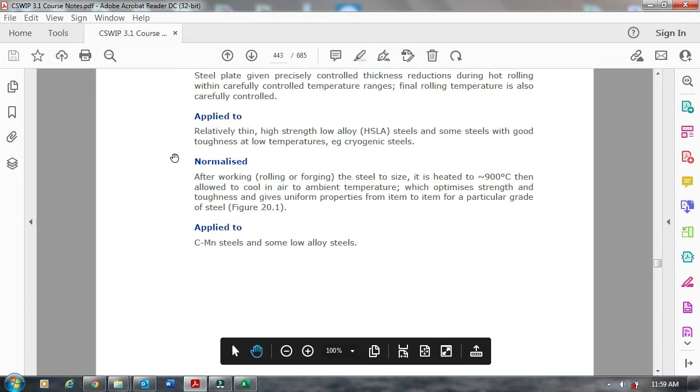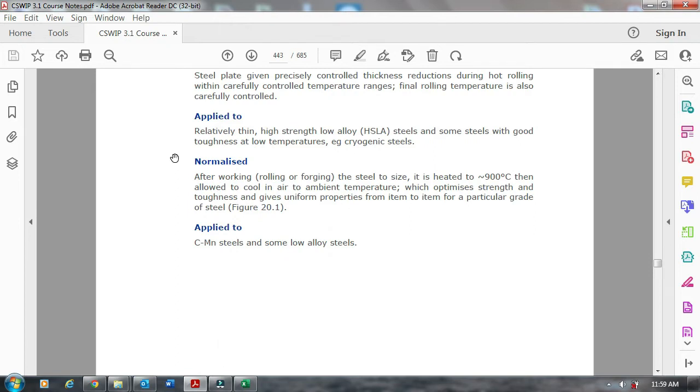So normalized: after working, rolling or forging the steel to size, it is heated to 900 degrees, then allowed to cool in air at ambient temperature, which optimizes the strength and toughness and gives uniform properties from item to item for a particular grade of steel. Depending on whether it's plate or tubular, whatever, normalized means it is heated to 900 degrees and allowed to cool in air. You need to remember this, what is normalized.